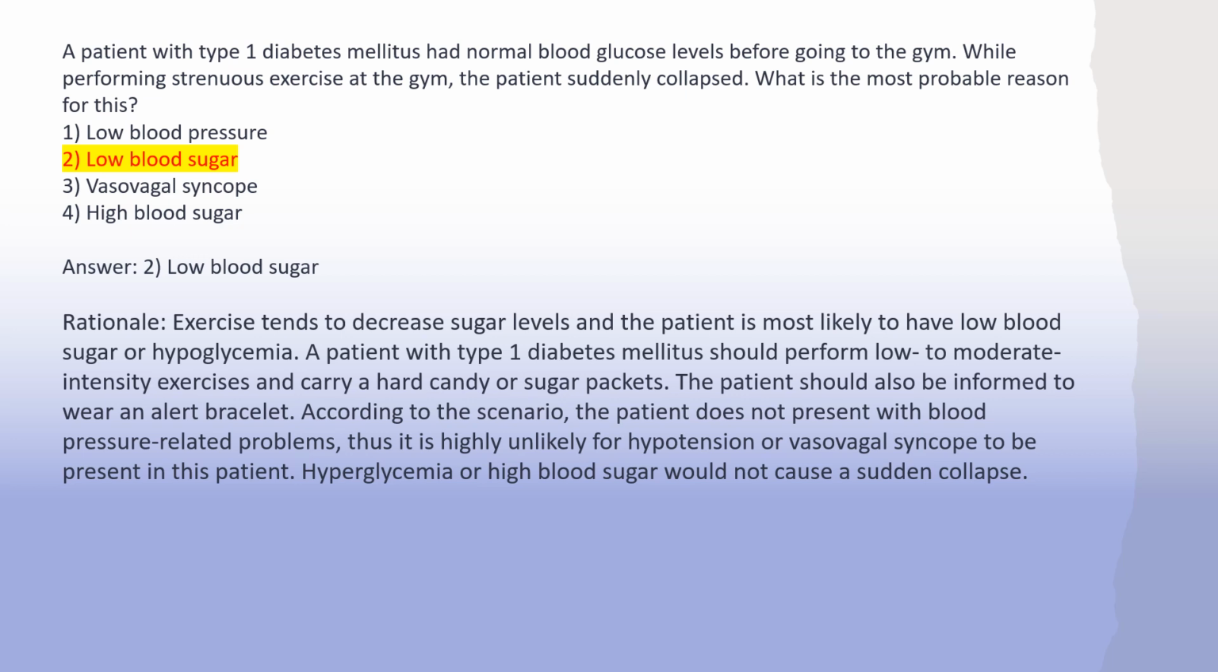Rationale: exercise tends to decrease sugar levels and the patient is most likely to have low blood sugar or hypoglycemia. A patient with type 1 diabetes mellitus should perform low to moderate intensity exercises and carry a hard candy or sugar packets. The patient should also be informed to wear an alert bracelet. According to the scenario, the patient does not present with blood pressure-related problems, thus it is highly unlikely for hypotension or vasovagal syncope to be present in this patient. Hyperglycemia or high blood sugar would not cause a sudden collapse.